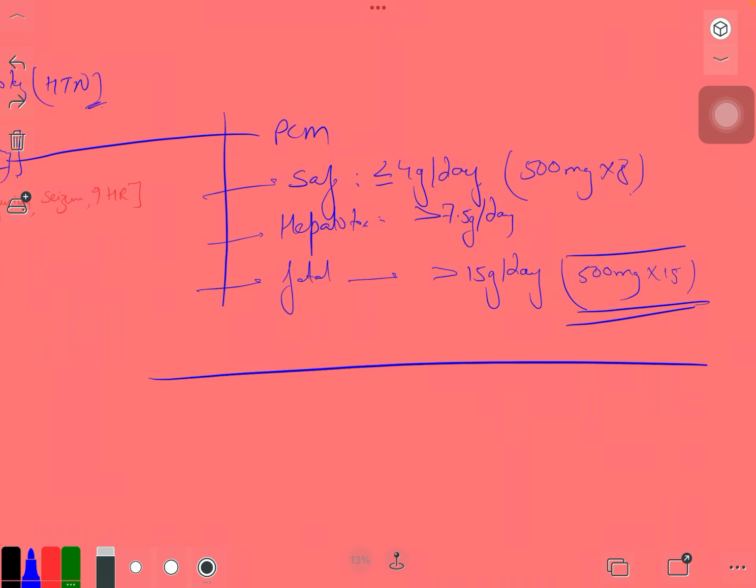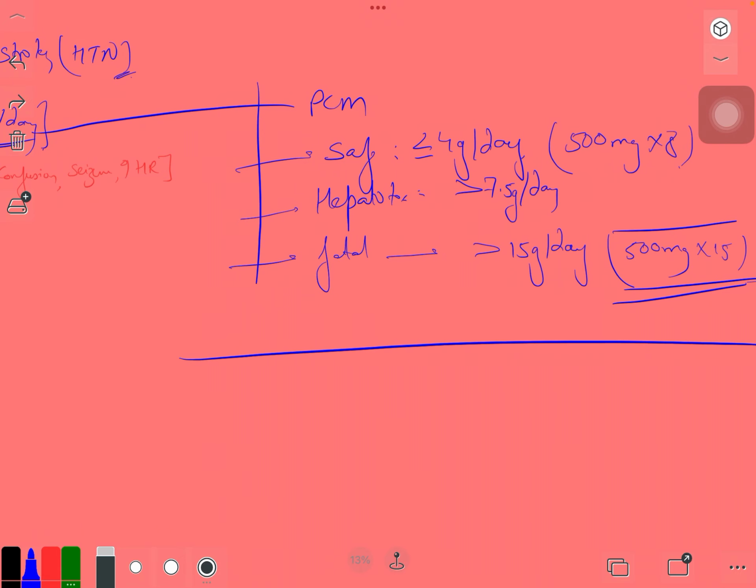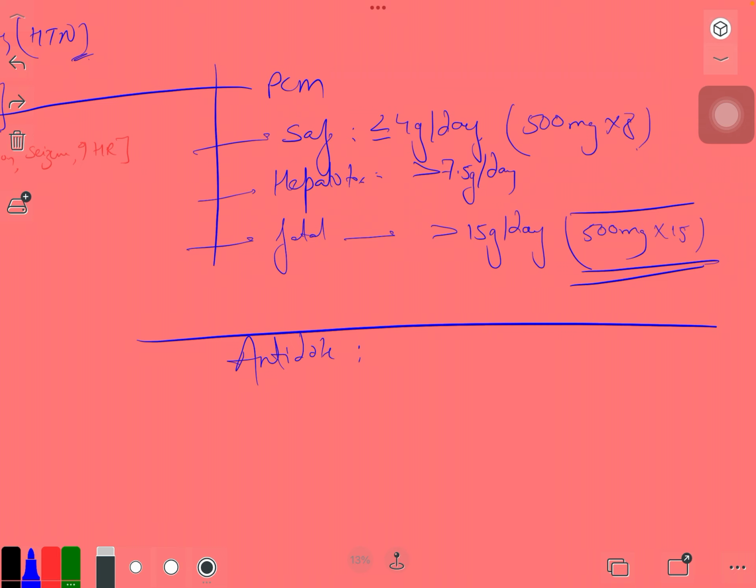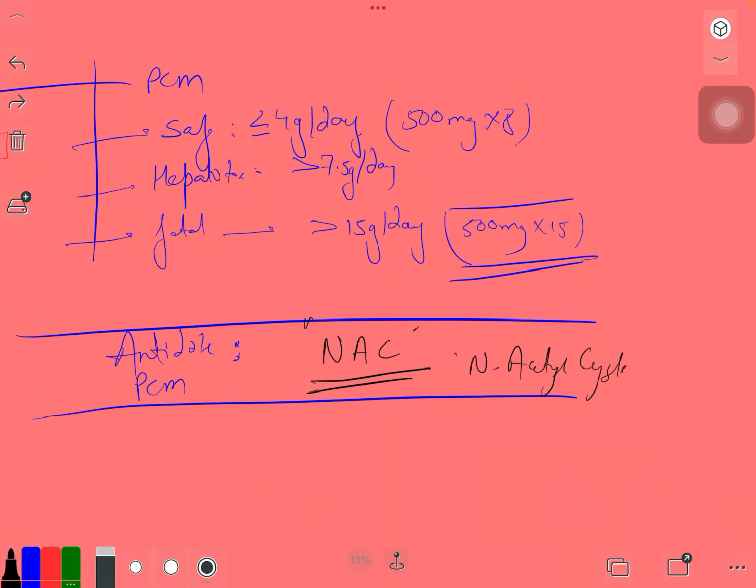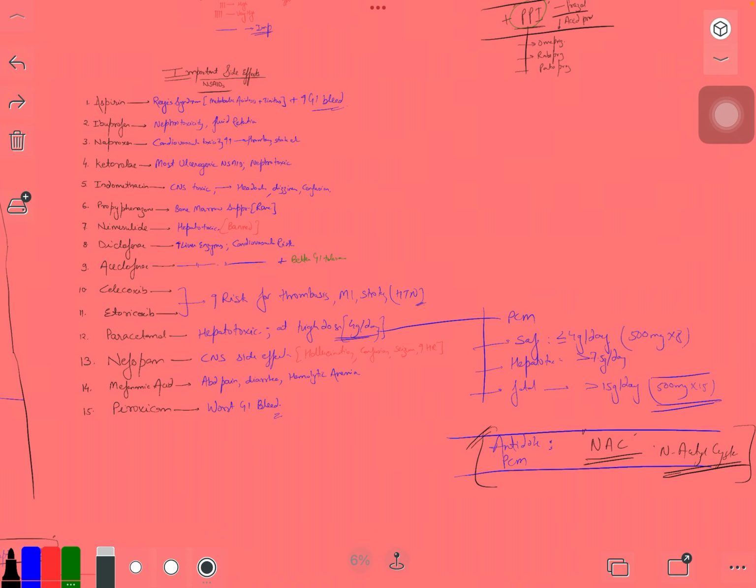There is one antidote which you should know, and in most examinations they keep asking this question. The antidote for PCM is N-acetylcysteine. Remember this, N-acetylcysteine, very very important.